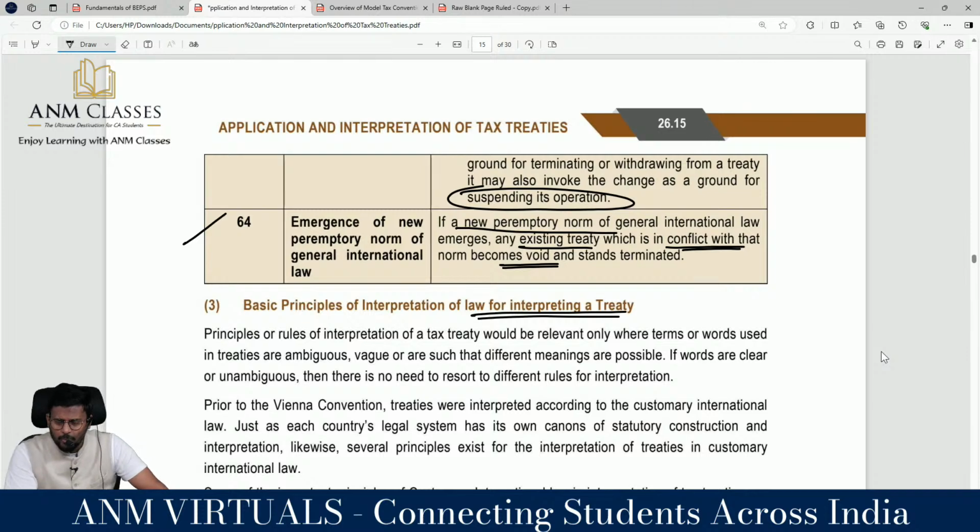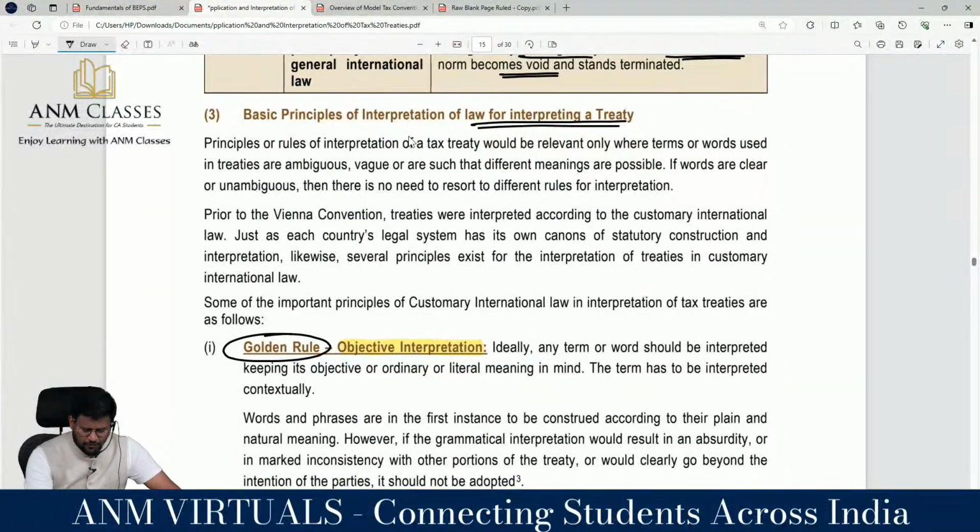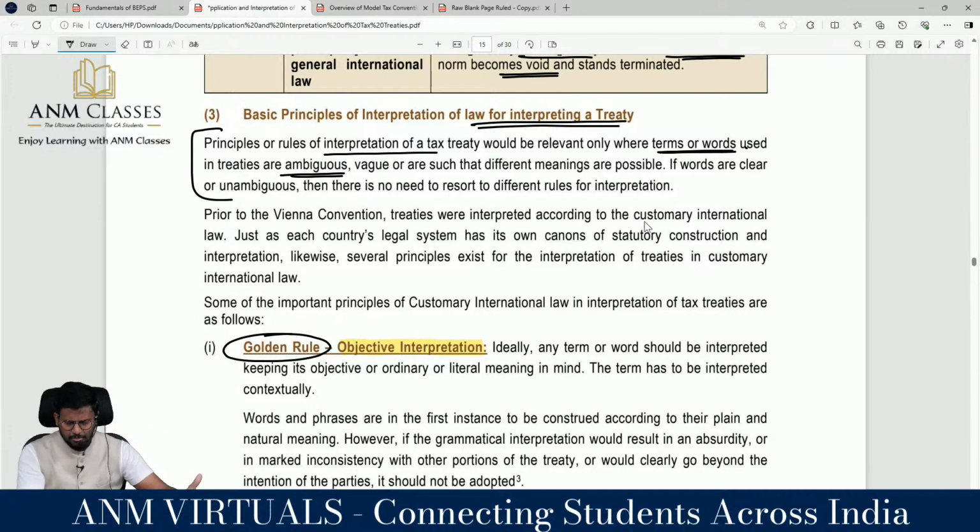These principles we will be using while we interpret the tax treaties, right? So basic principles of interpretation of law, of interpreting a treaty, not as per Vienna. What are the basic principles? Not international standards, general standards, normal standards. Principles or rules of interpretation of tax treaty would be relevant only where terms or words used in treaties are what? Ambiguous, vague, or such that different meanings are what?